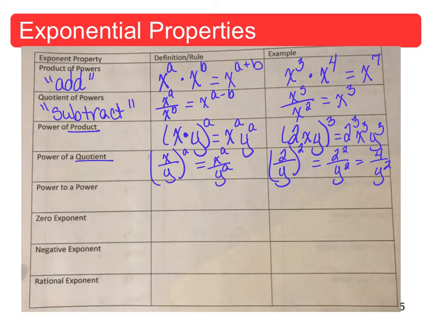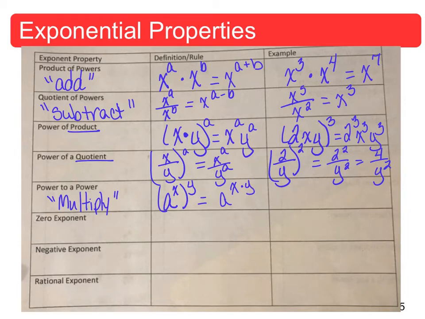Okay, power to a power. The key word here is going to be multiply. What we are doing here is we are raising a power to another power. So if I have a to the x power, and I am raising all of that to the y power, then I'm going to multiply those two powers together.